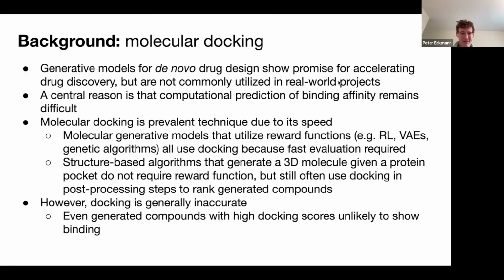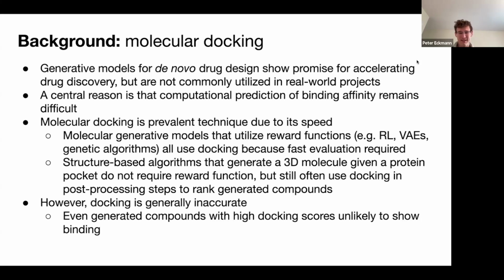So for some background, generative models for de novo drug design have been showing promise for accelerating drug discovery for the past few years, but they're not yet commonly utilized in real-world drug discovery projects. The central reason for this is that the computational prediction of binding affinity remains difficult. Molecular docking is the prevalent technique used by these generative models due to its speed. Molecular generative models that utilize reward functions, such as reinforcement learning-based techniques, VAEs, and genetic algorithms, all use docking because it's required to have fast evaluation of compounds.